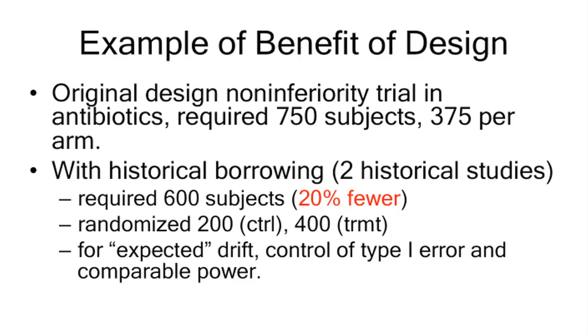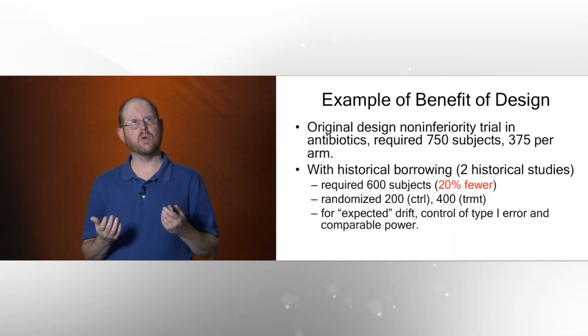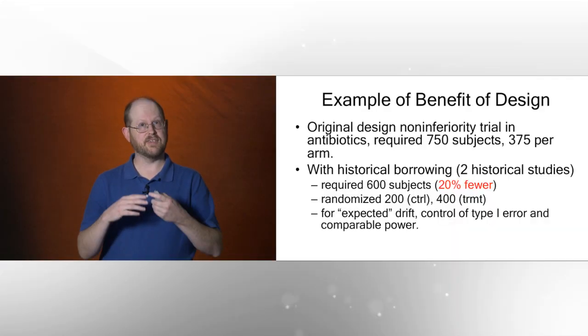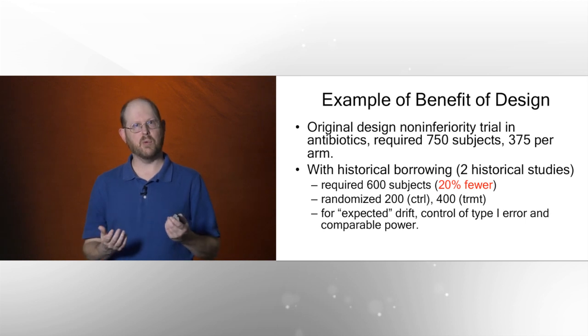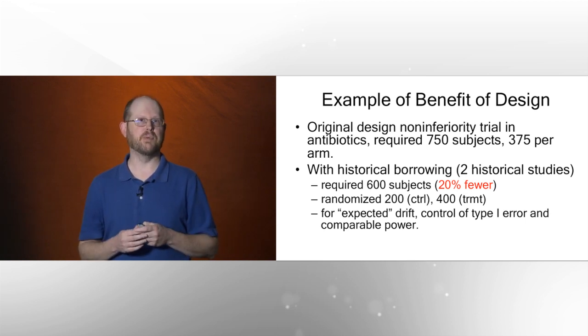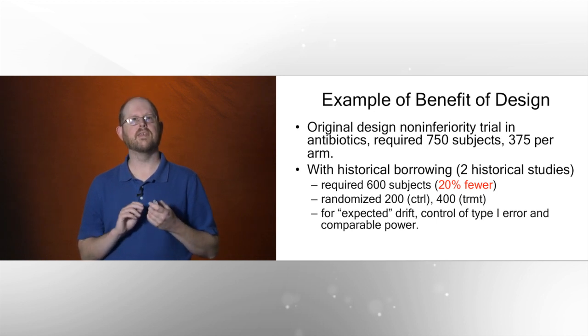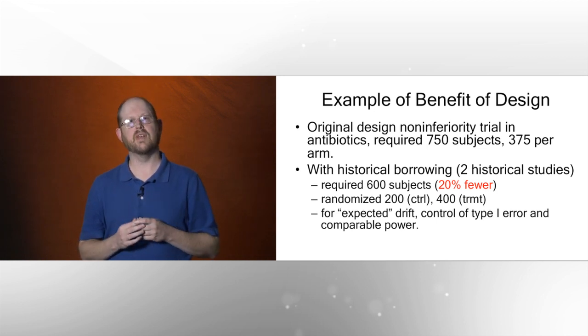You can also, because the information that you're bringing in is on the control arm, it makes sense to reduce the control arm and not to reduce the treatment. So you would typically do 2-to-1 randomization, for example. That's 200 to 400. So even though I have fewer subjects, I actually have more subjects on treatment with this design than I did in the original. So for expected drift, the advantages, remember the prior graphs, you've bounded the risks, the control of type 1 error is still there, and you have comparable power. So you get smaller sample size, more subjects on treatment, and equivalent decisions.